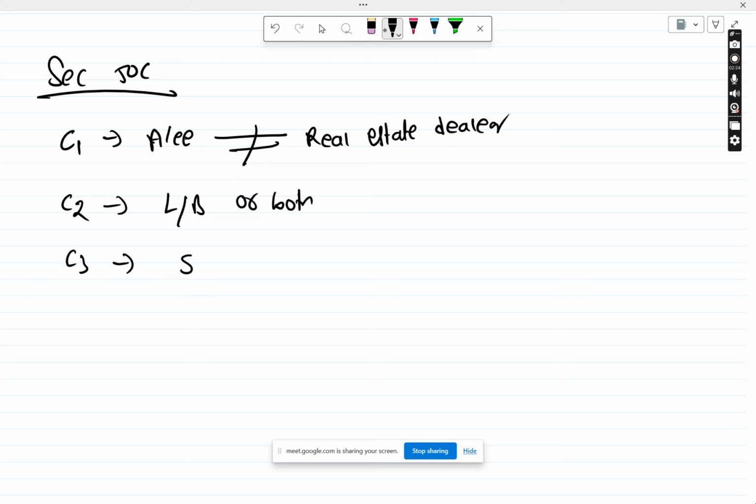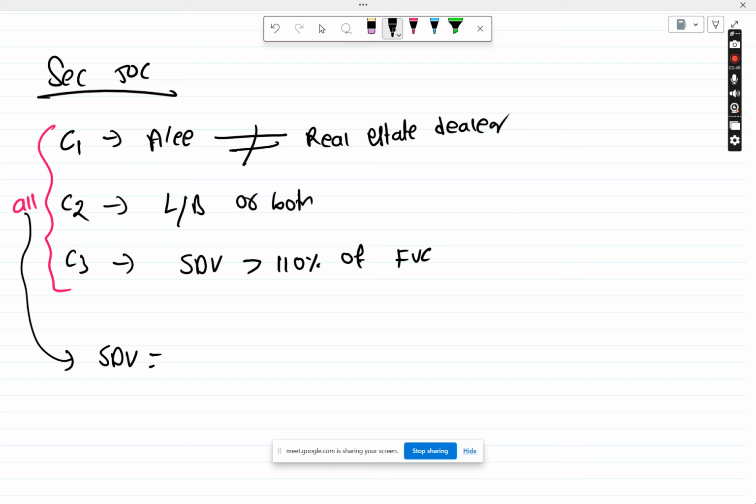And then condition 3, SDV, that means stamp duty value, is greater than 110% of full value consideration. If all these conditions are satisfied, then only section 50C is applicable. If all conditions are satisfied, then we will take SDV equal to deemed FVC. Okay, SDV will be considered as deemed full value consideration. Understood, guys?